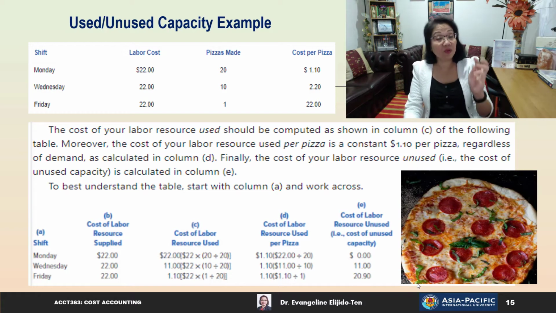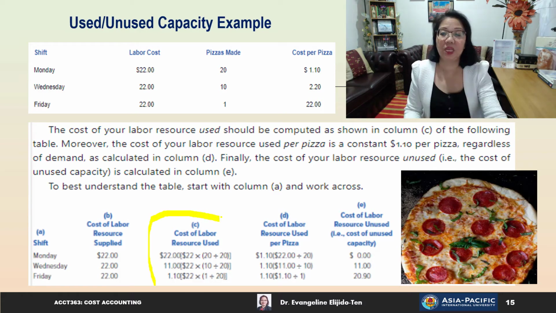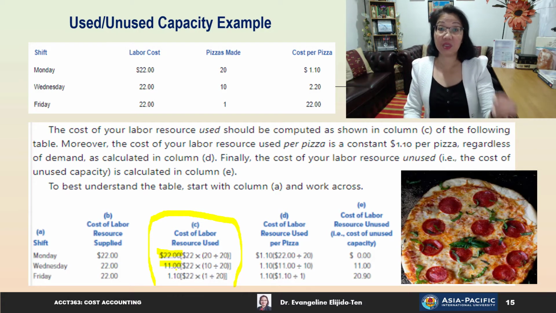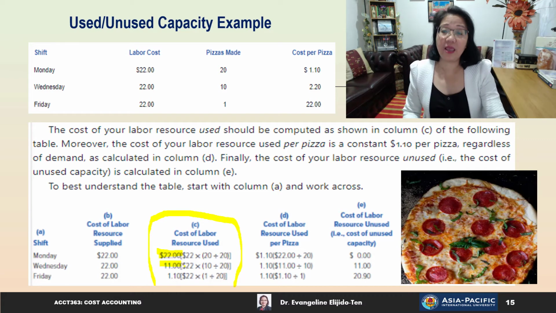So the cost of labor resource used should be computed as shown in column C. On Monday, we have used $22 resource. So resource used on Monday was $22. On Wednesday, the resource used was $11. How did we get that? That's the 10 pizzas times $1.10, the cost per pizza at the practical capacity. So that's 10 times 1.10, $11.